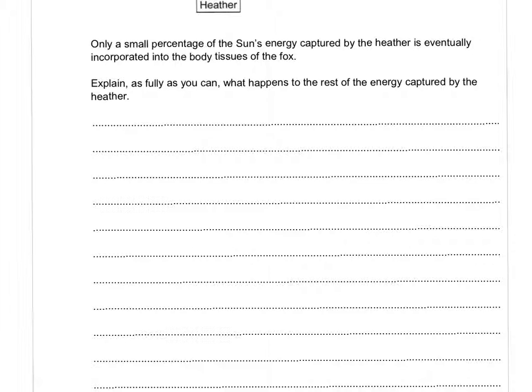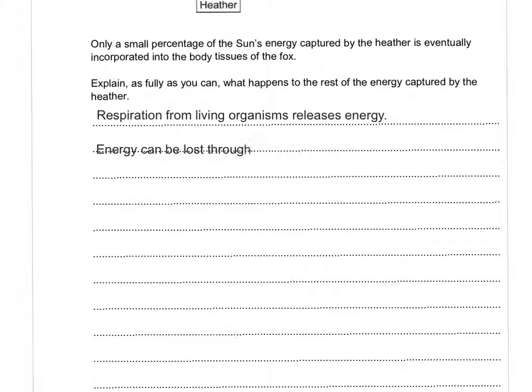The most general one that you needed to mention in order to get full marks is that respiration from living organisms releases energy. That was one of the main ones that you needed to mention, and it's one that quite a lot of people did manage to get. Another one that you need to mention is that energy can be lost through waste materials. So by that we mean feces.